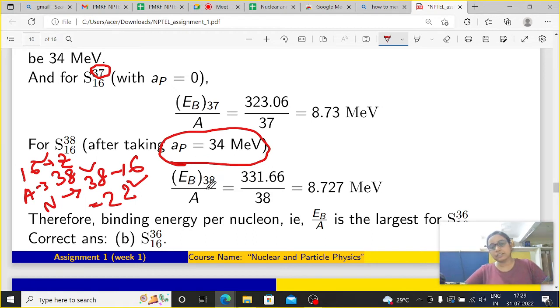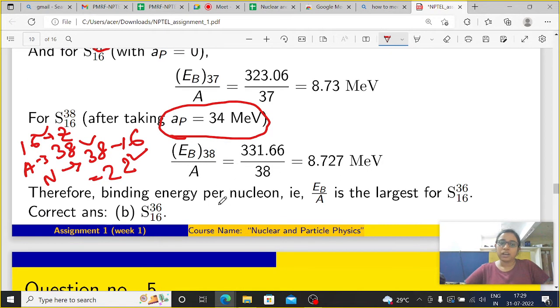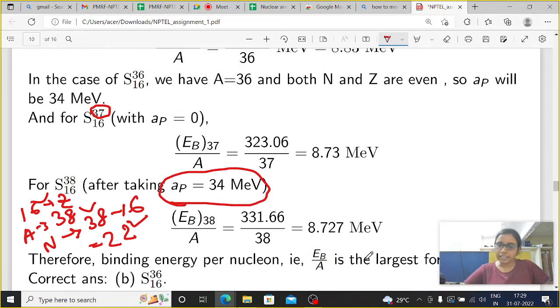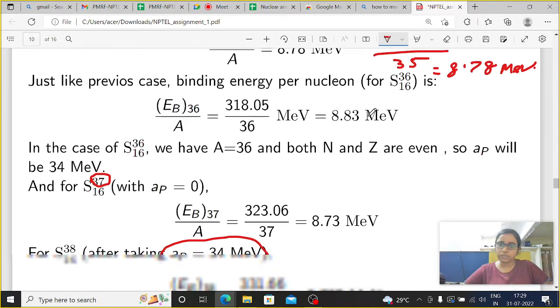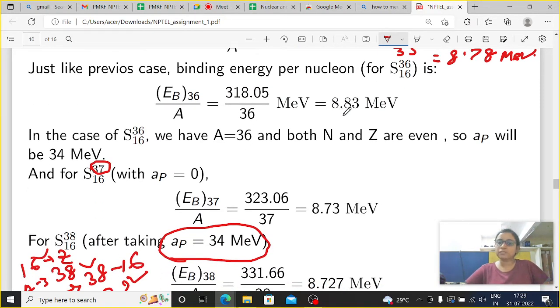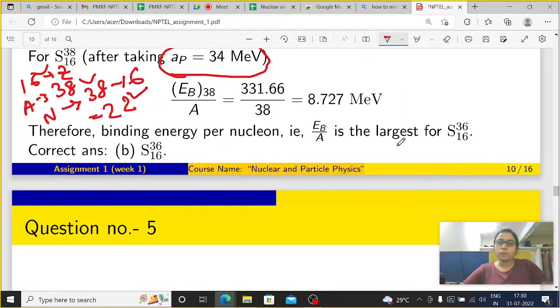And after taking the binding energy per nucleon calculation, we can have the value of binding energy per nucleon as 8.727 MeV. So by comparing all the values here, the 8.72, 8.73, 8.83 and 8.78, we can see the largest value of the binding energy per nucleon among those 4 isotopes is the one which is S1636. So that's why the binding energy per nucleon is the largest for S1636. That means the most stable isotope will be S1636.